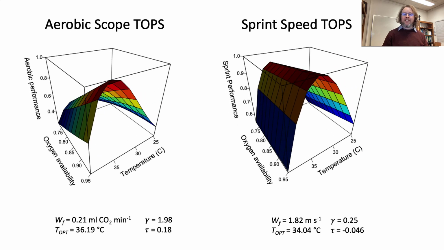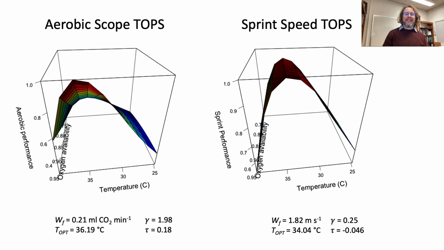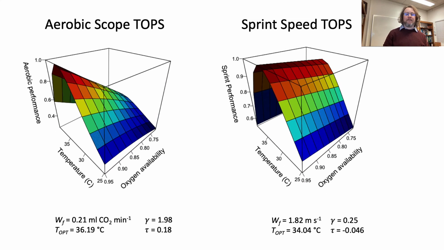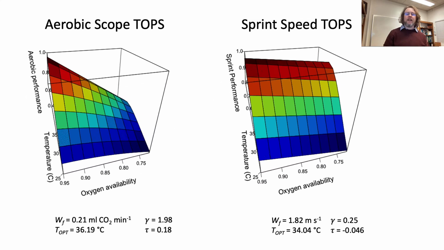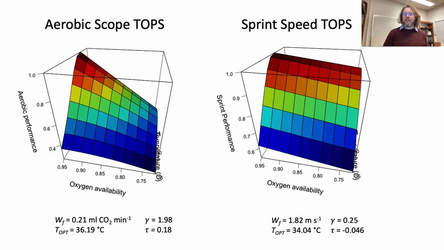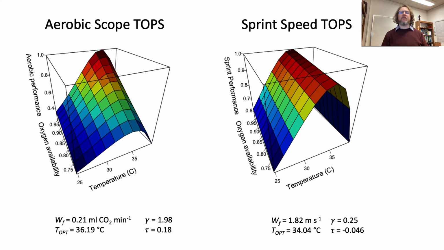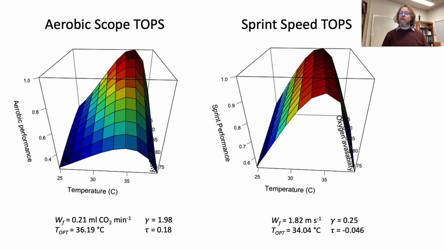We can see that gamma is approximately 8-fold higher for aerobic scope than it is for sprint speed, and tau is almost infinite-fold higher because it is a value of approximately 0.2 compared to a value of approximately 0. So we see much greater sensitivity to the oxygen environment for aerobic scope than we do for sprint speed.